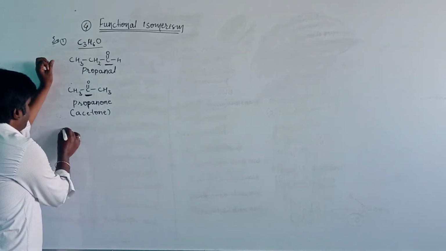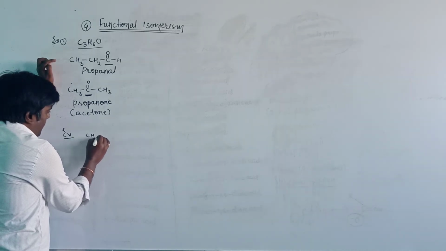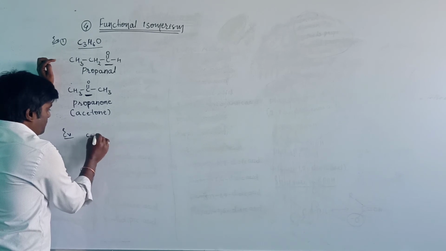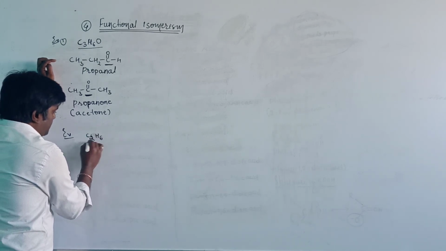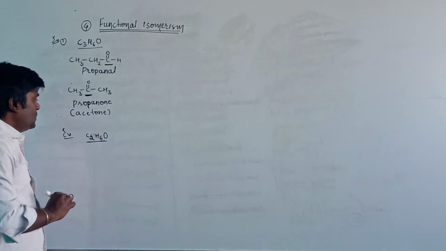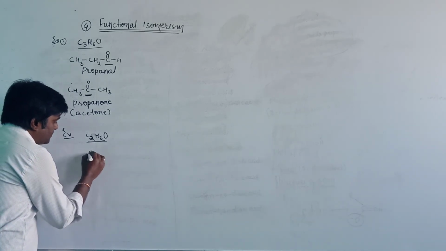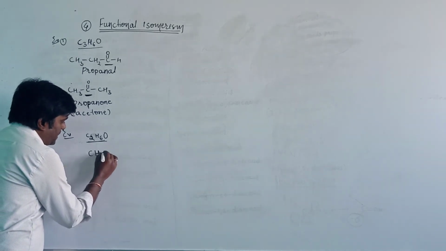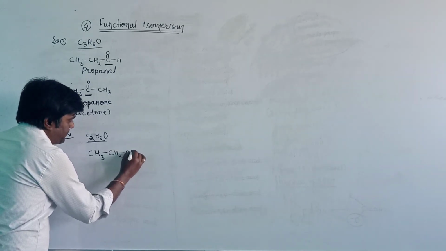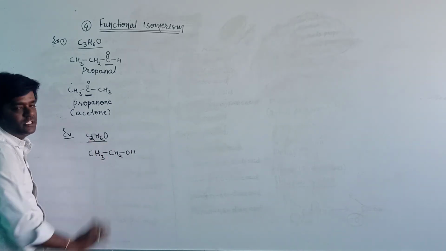Let us see another example here. C2H6O. We can write the formula as CH3CH2OH. The number of carbon atoms is 2, the number of hydrogen is 6, and oxygen is 1.